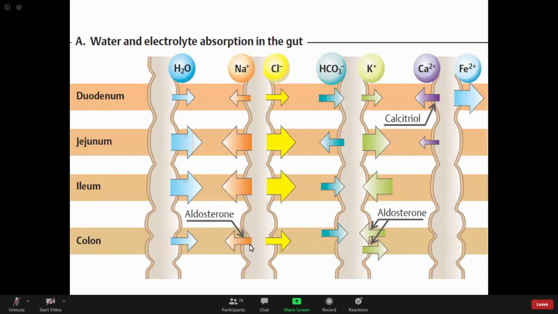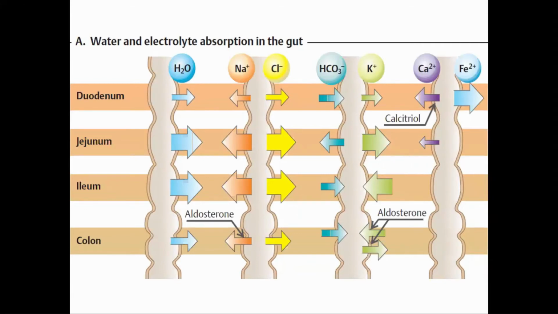Aldosterone is the hormone that is secreted from the zona glomerulosa of the adrenal gland. Aldosterone helps in insertion of epithelial sodium channels, and there is the absorption of the sodium.